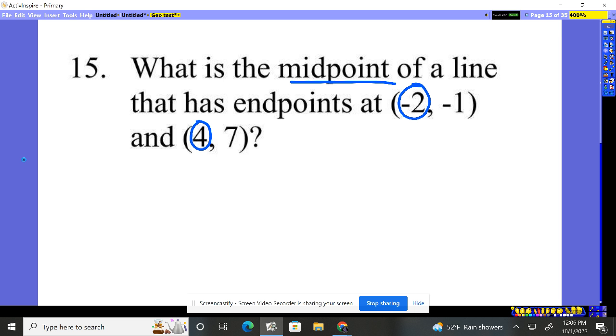find the middle between -2 and 4. Then we'll find the middle between our -1 and 7. So how do I find the middle? Add it together, divide by 2. So I'm going to take -2, add 4, and divide by 2 to get the x value. To find the y value, I'm going to take the -1 plus the other y value of 7 and divide by 2.